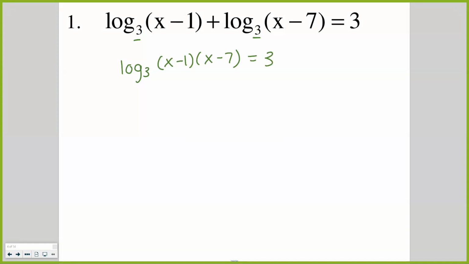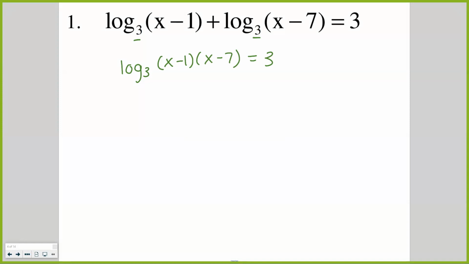I didn't touch that. So when the logs that have the same base are being added together, we can simplify it into a single logarithm by multiplying the arguments together. All right, our goal is to get x by itself. The way that we see it now, this log form is not helping us at all. So I'm going to switch over to exponential form and see if we can solve for x that way.